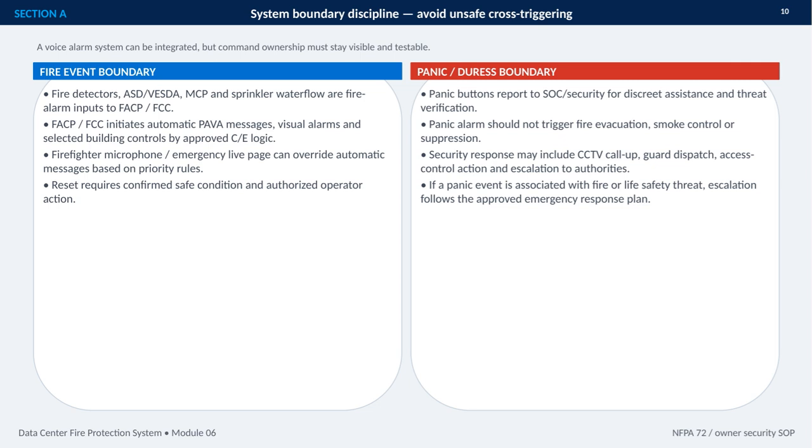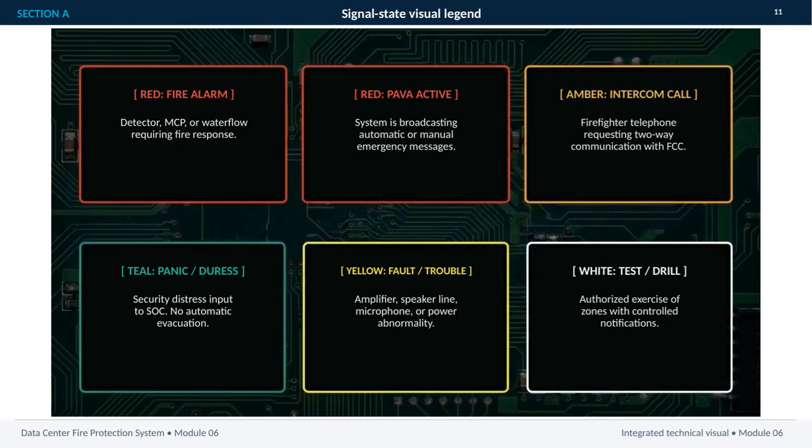Instead, security may call up CCTV, dispatch guards, adjust access control, or escalate to authorities. If the event is linked to a fire or other life safety threat, the response follows the approved emergency plan. These boundaries should align with NFPA 72 and the owner's security SP. This slide provides the visual legend for the signal states used throughout the system.